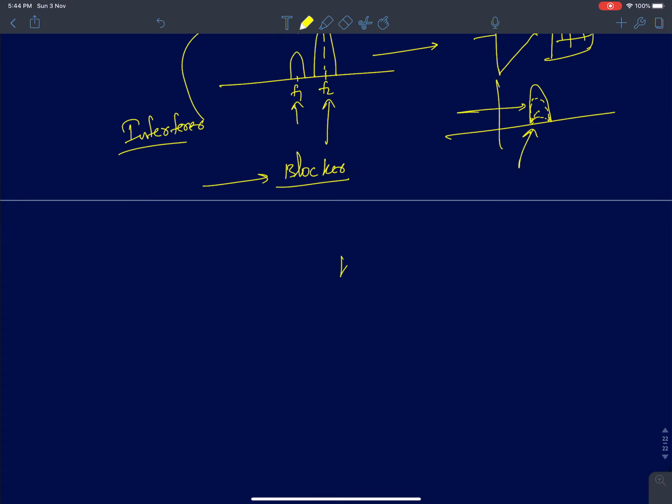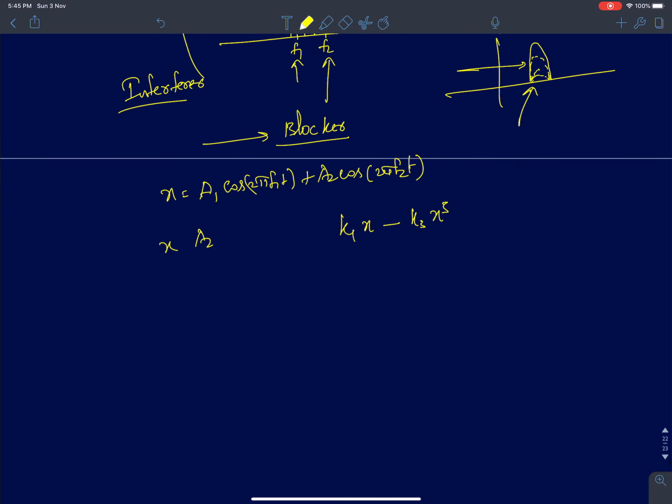So we took an example of k1x minus k3x cubed, and we assumed x as a1 cos 2 pi f1t plus a2 cos 2 pi f2t. Then we showed that the gain, for the frequency f1 we are interested in, we will get a term k1a1 minus k3 into the squared value of this, which is a squared by 2 into 3 into a1. I'm just trying to compute the coefficient of the term cos of 2 pi f1t.